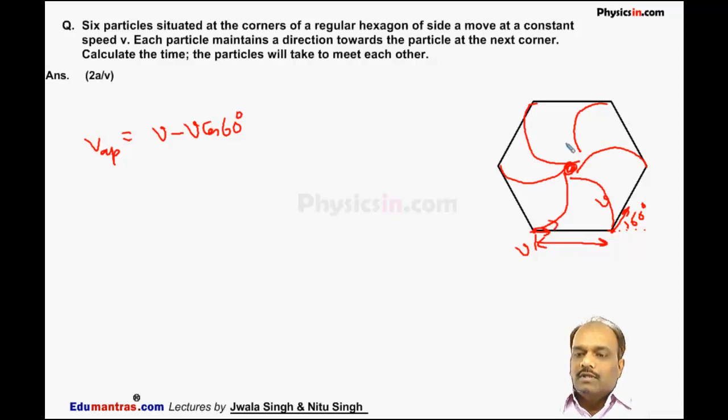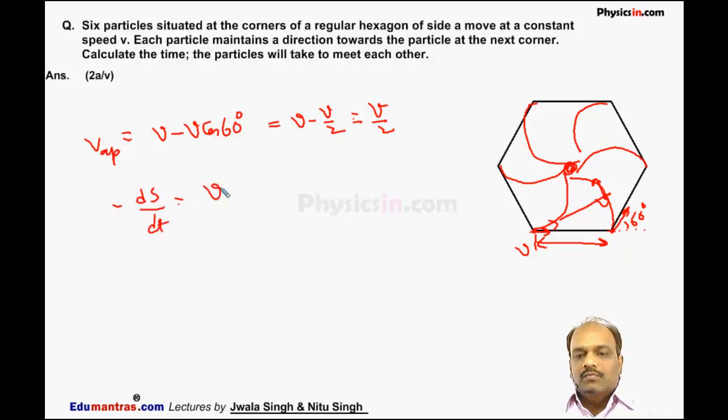So at any instant the approach velocity will remain the same. At this instant the approach velocity is the same. So the velocity of approach is v minus v by 2, that is equal to v by 2. Now we can say approach velocity is minus ds by dt, and that is equal to v by 2. So from here we can say minus ds is equal to v by 2 into dt.